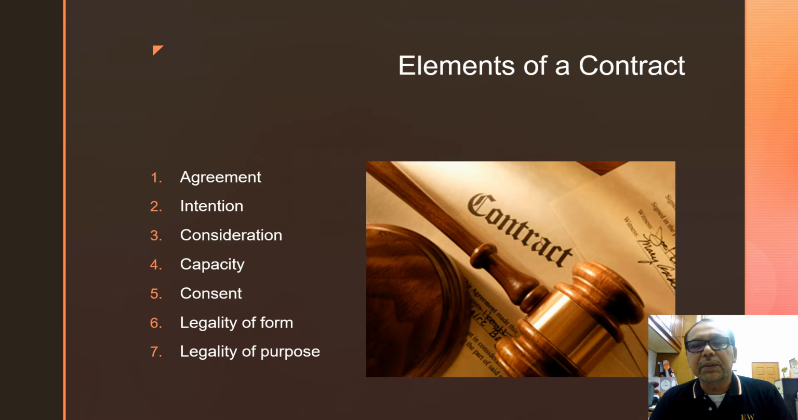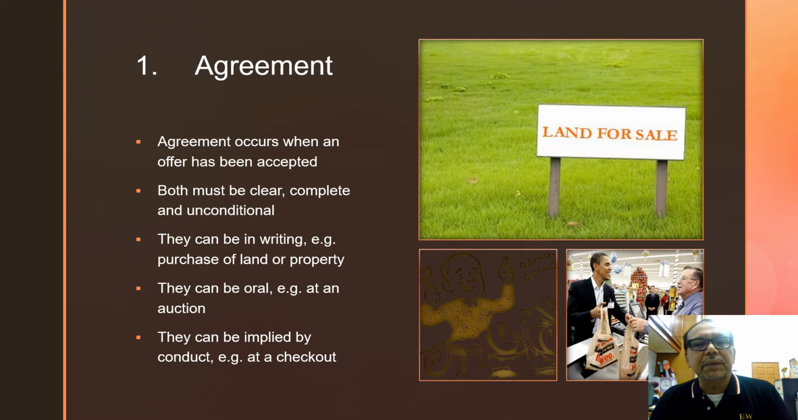So these are the elements of a contract. You have 7 of them. Let's go one by one. Agreement. Agreement occurs when an offer has been accepted. Let's say we see in the picture land for sale. It's an offer by a person, a land for sale. If I accept this offer, then an agreement has been completed. A contract has been completed. Both must be clear, complete, and unconditional.